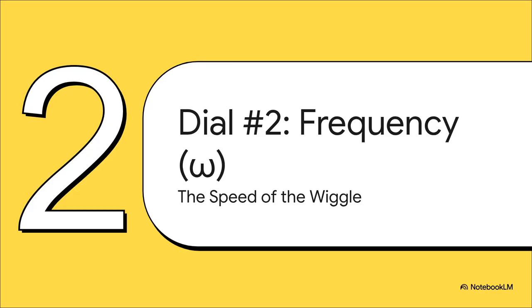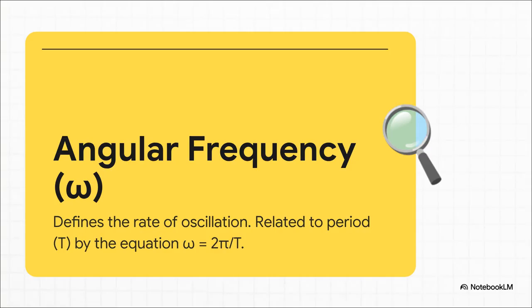All right, let's move on to our next dial, angular frequency. This dial controls the speed of the wiggle. So, angular frequency. It's that Greek letter omega, and it tells us how quickly the oscillation is happening. The most important thing to get is its relationship to the period, T, which is just the time it takes to do one full back and forth cycle. So if you have a big omega, you get a small T. That means a faster, more frequent oscillation. And if you have a small omega, you get a big T, a slower, kind of lazier motion.